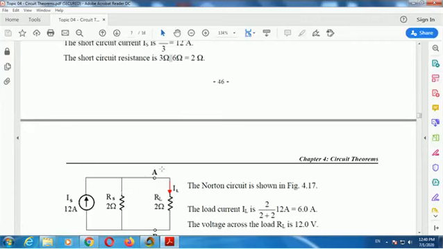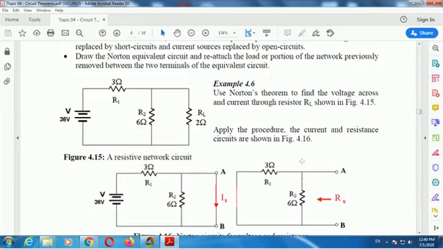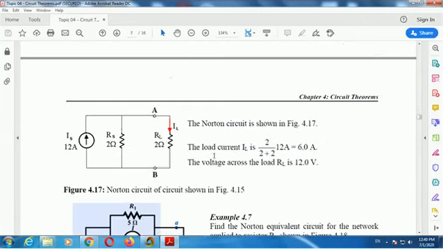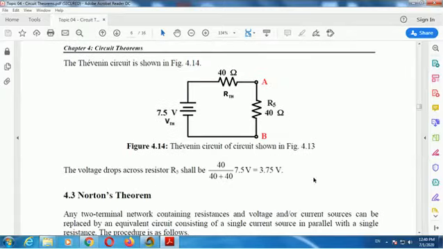Then we join back RL. We use the current divider rule to find IL. This is the Norton circuit. IL is 2 divided by 2 plus 2, the opposite branch, times 12, which is 6. So it's 6 ampere, and the voltage is 6 times 2, 12 volt, which is the same as here.